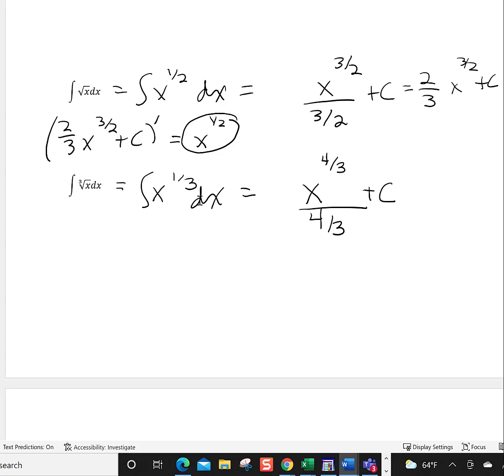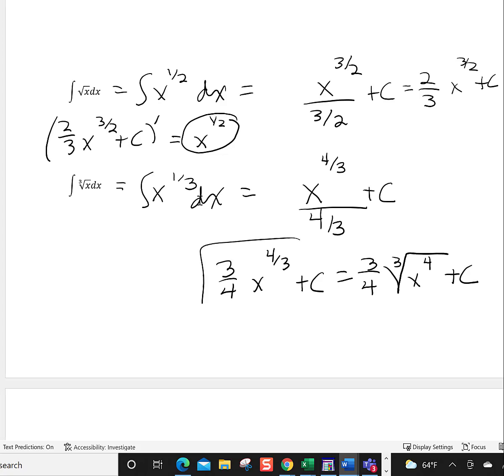I'm going to flip that 4/3 over. It's going to become 3/4. I have x to the 4/3 plus c. As far as the exponent goes, you can leave it that way. I would leave it that way if you wanted to see what else it would look like. It is still the cube root, but the power inside is now a 4 plus c. I think I would leave it here as this first one, but you can write it either way.